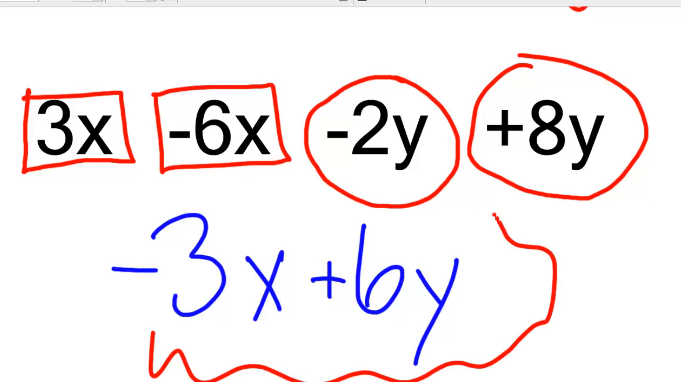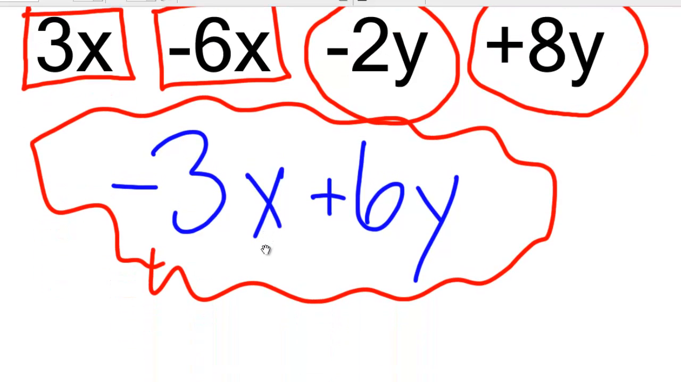This is our answer. All right, ladies and gentlemen, you guys are going to work on page 39, combining like terms. If you have any questions, please let me know. Good luck.